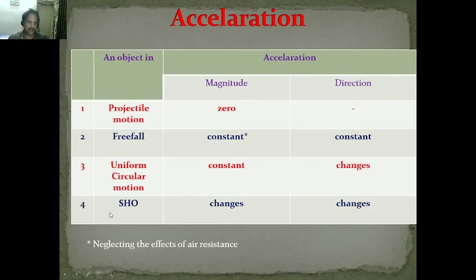For example, the horizontal component of a projectile motion, where the magnitude is 0. Free fall, which we are going to see now, where both magnitude and direction are constant. Uniform circular motion, where the magnitude is constant but direction changes, and simple harmonic motion, where both magnitude and direction change as a function of time.